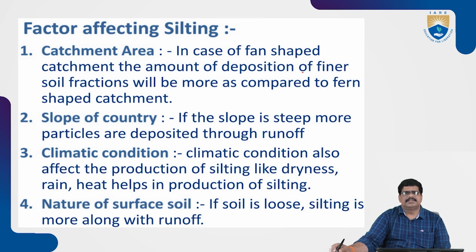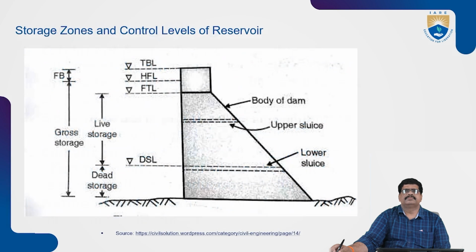Next, nature of the soil surface. The soil can be loose. Silting is more along with the runoff. Along with runoff, the silt comes and is deposited in the reservoir area, and it can be affected year by year. What happens? The capacity of the reservoir will automatically be reduced.